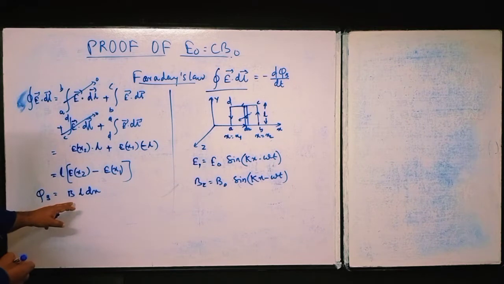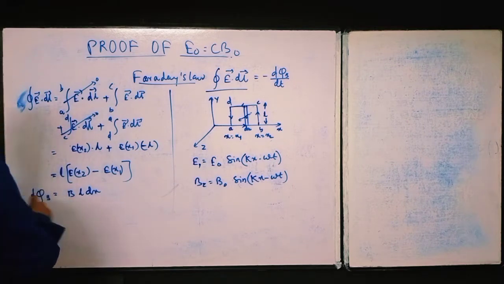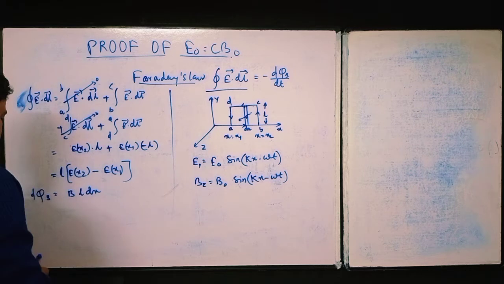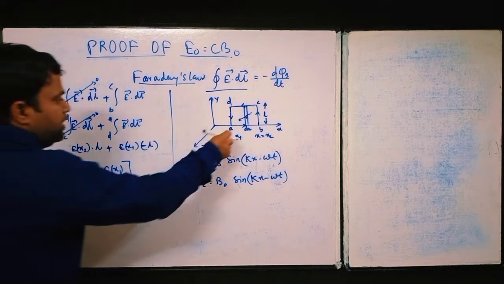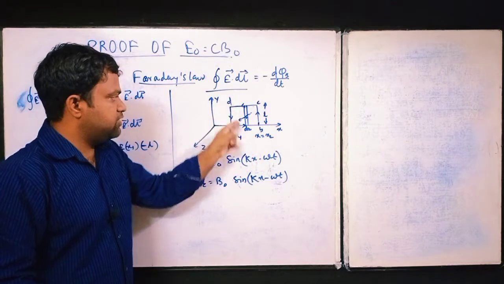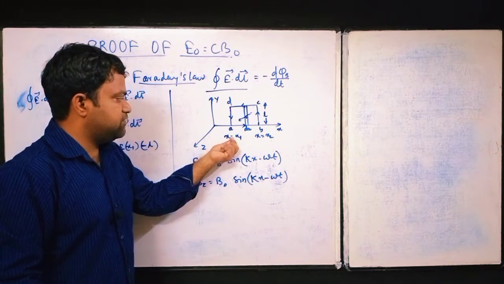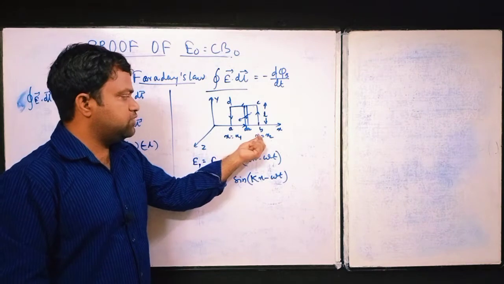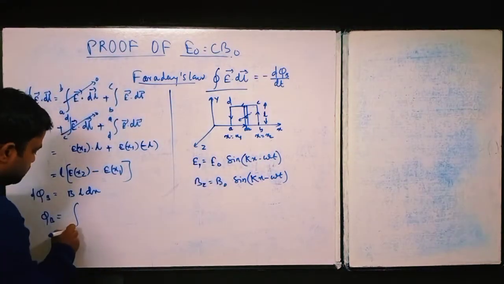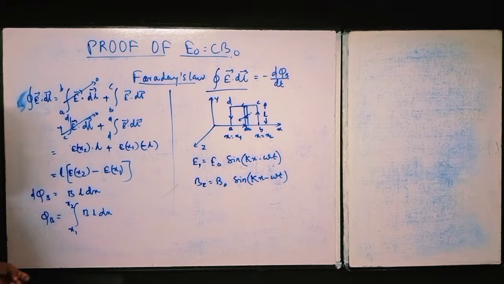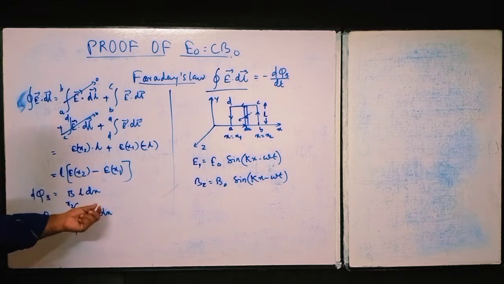is dΦ_B. Basically this is dΦ_B for the small strip. We will calculate for the total area, so this is B L dx. Now what will be Φ_B? Φ_B will be the integration, and this dx width will expand, cutting similar strips. The integration will go from x = x1 to x = x2, so the range is x1 to x2 of B L dx, right? So this will be Φ_B. The rate we will calculate later. First let us calculate this Φ_B.